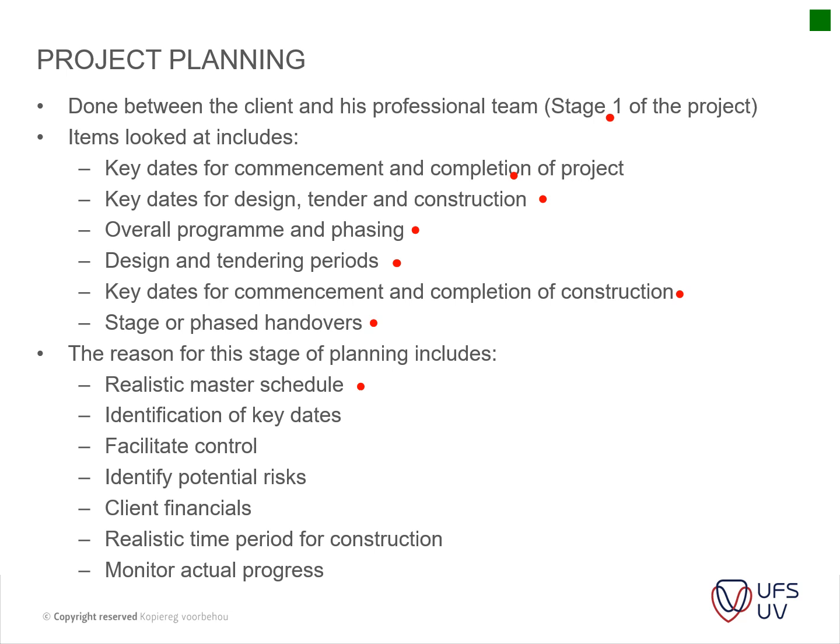Then identify your key dates. That's the next item. You need to facilitate and control your items in the end. It should be controllable. Identify potential risks. That's why we do planning. And then the client's financials are important. Realistic time periods for construction are to be set. Okay, so that relates to the first item. And then monitor actual progress on site. All of this is just to be able to be realistic about what the progress should be on site.